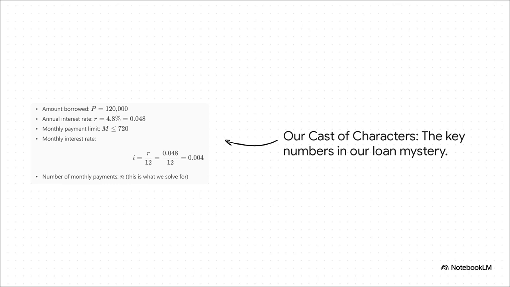Now here's a key detail. That interest is calculated monthly. So we take that 4.8%, divide it by 12, and we get our monthly interest rate, which we'll call I. That comes out to 0.004. So, the one character still hiding in the shadows? That's N, the total number of payments. And that's the mystery we're here to solve.